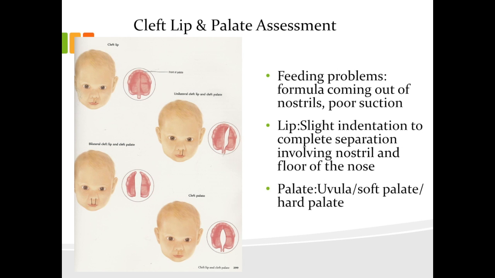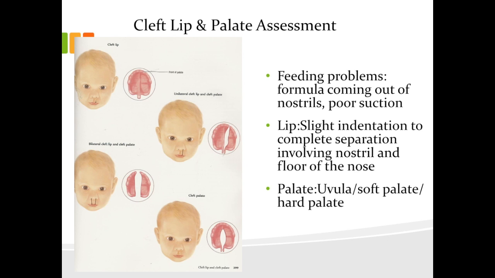When we do an assessment of a child with a cleft lip and palate, part of it is how well can they feed, because formula is going to come right out of their nostrils. And they have very poor suction, so they have to work so hard to get the formula down. On the lip, there can be a slight indentation all the way to a complete separation that goes all the way up into the floor of the nose. And then the palate can be just from the very beginning of the hard palate and then go all the way back to the soft palate and affect the uvula.